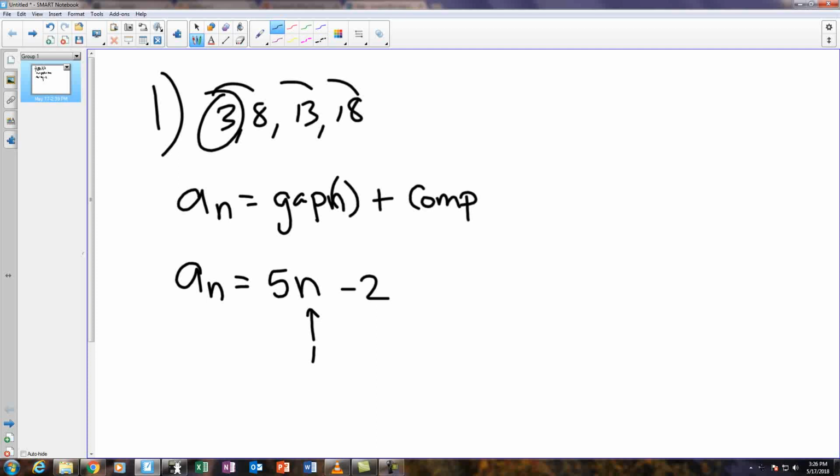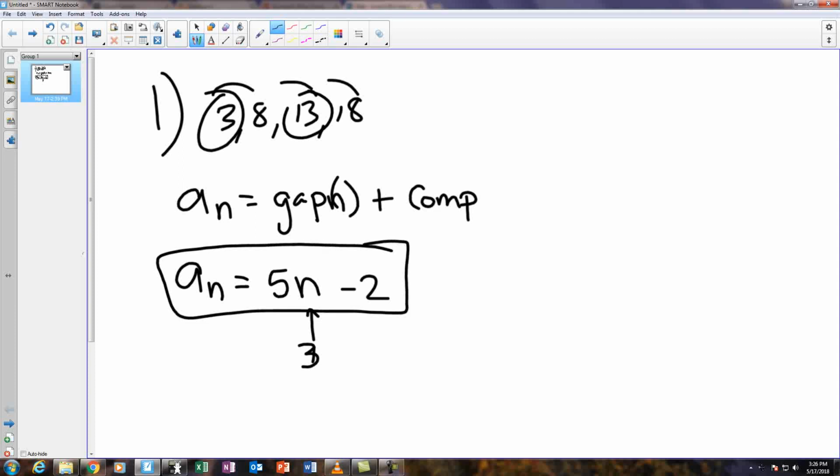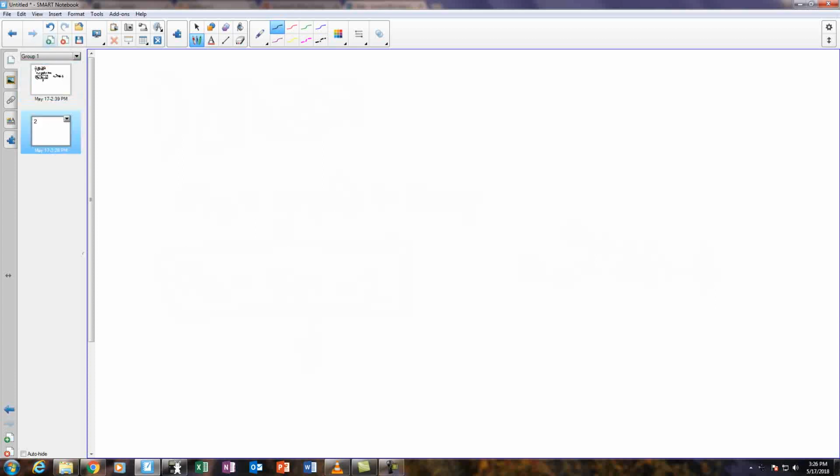Now it's always a good idea to check. So if I plug 3 in there, for instance, 5 times 3 is 15, but minus 2 is 13, which is the third term. So this is the equation. There is another way using the formula a sub n equals d times n minus 1. Oh, I'm missing something here. It's a sub 1 plus d times n minus 1. There you go. That will work. You've got to work through that same formula, do some simplifying, and it'll come out the same.